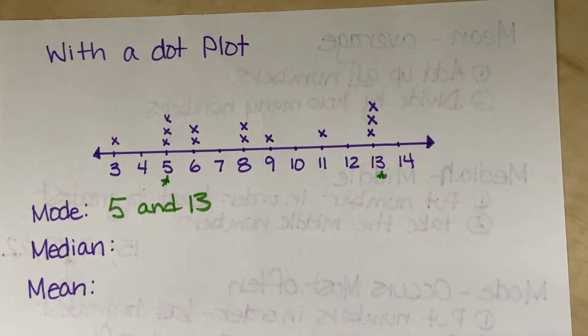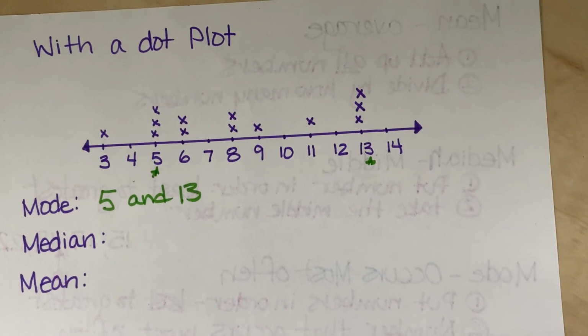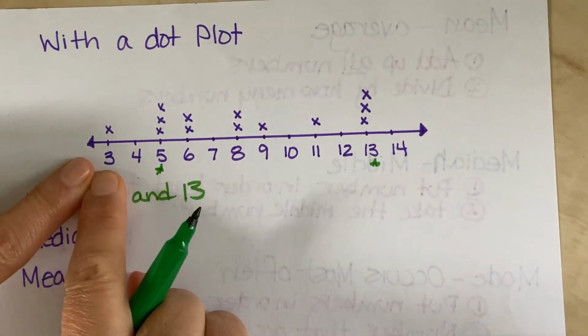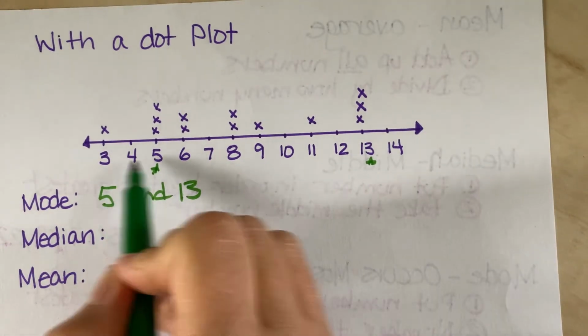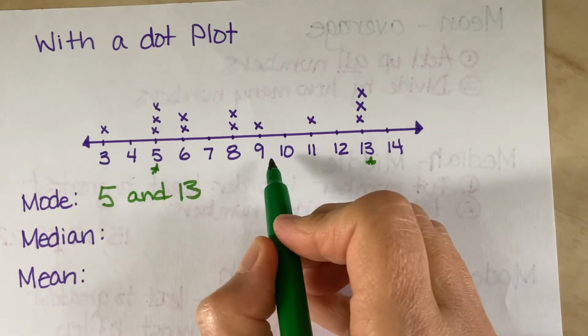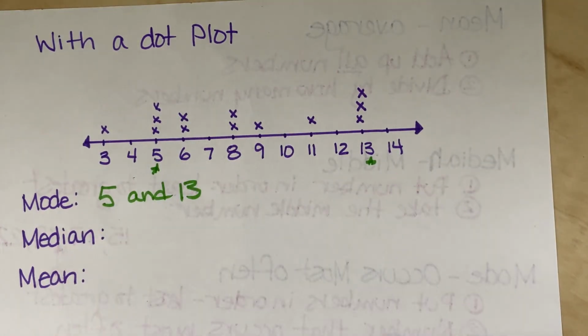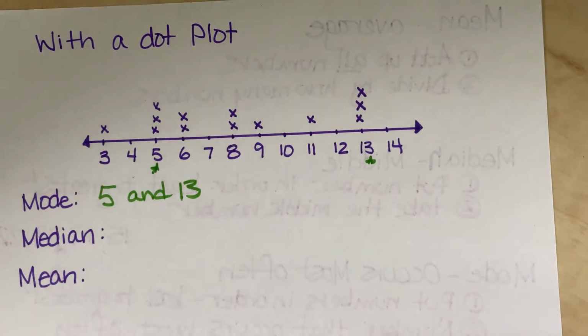Now my median, you got to be very careful with a dot plot. It's not the median of the number line. It's the median of the X's. So if you wanted to write those numbers out, you could do that. I'm going to be doing that for my mean anyway. But another way to do that is just take high-low X's.